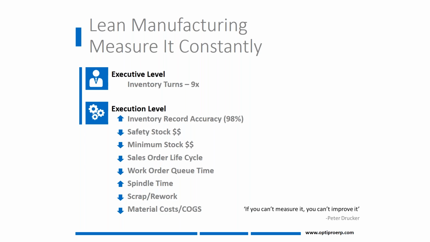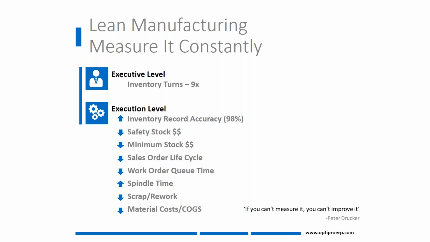Your sales order life cycle should be decreasing, i.e., the time it takes from the time I get a sales order till I get it out the door. That number should be heading down. Work order queue time, again, that number should be heading down. If I have control of everything I'm doing out in the shop, why would I have a skid of parts sitting in front of my CNC machining center?